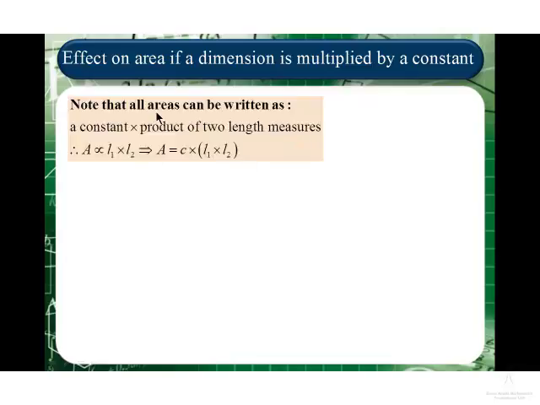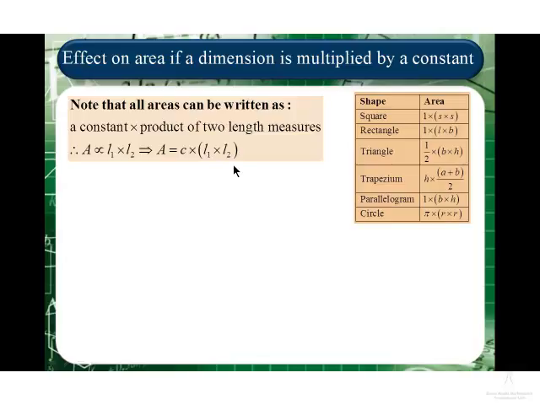Note that all areas of shapes can be written as a constant times the product of two length measures. That is, the area A of a shape is always directly proportional to the product of two length measures. This means that the area A can be written as a constant C times the product of the two length measures L1 and L2, for example.